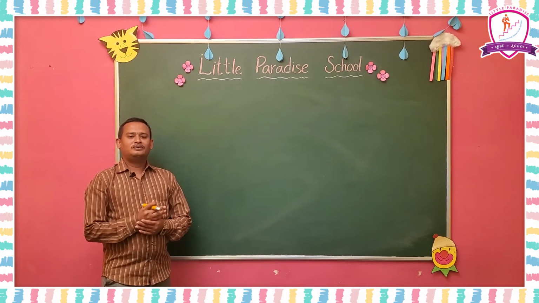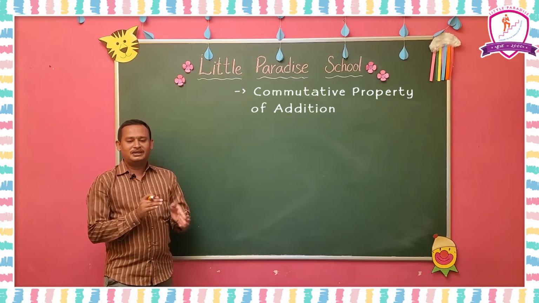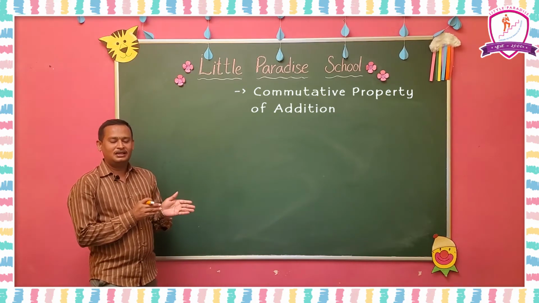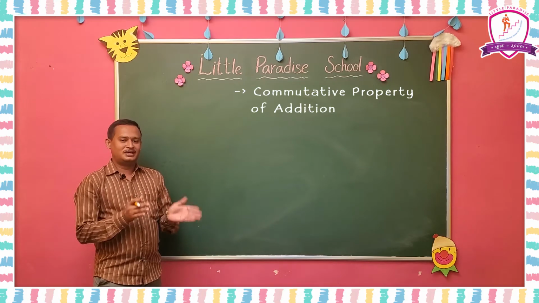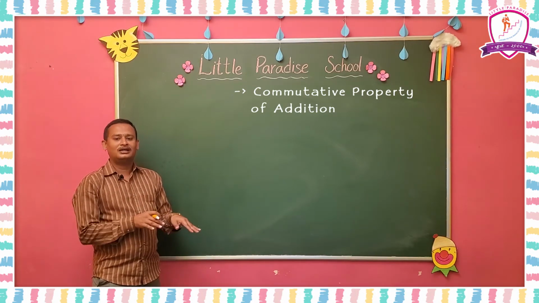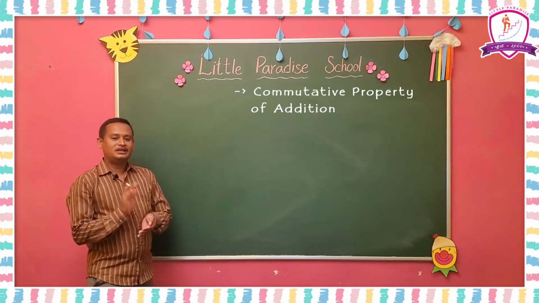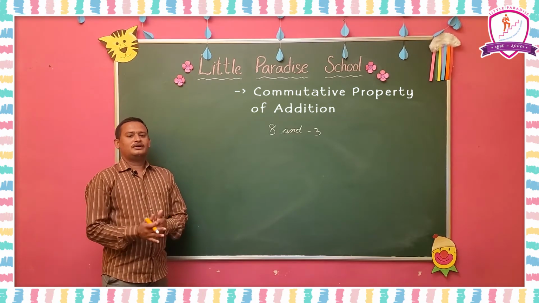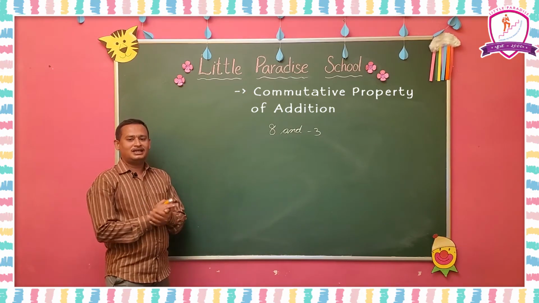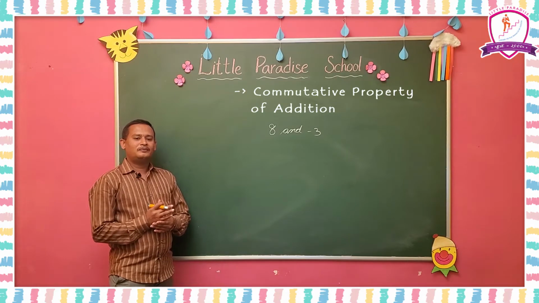Now, the commutative property of addition. For any two integers a and b, a plus b is equal to b plus a. If we add any two integers in any order, we will get the same result. So, this is called the commutative property. For example, let us take two integers, 8 and minus 3. So, what is the property here?